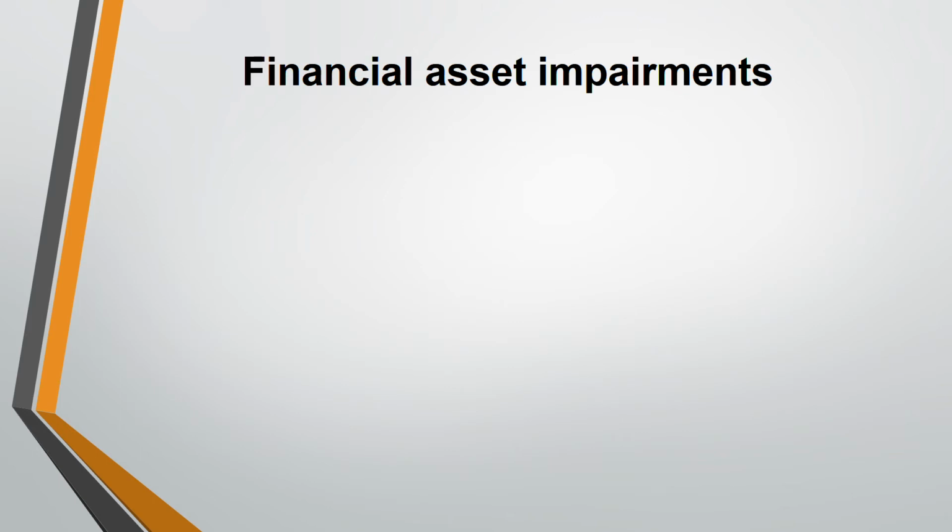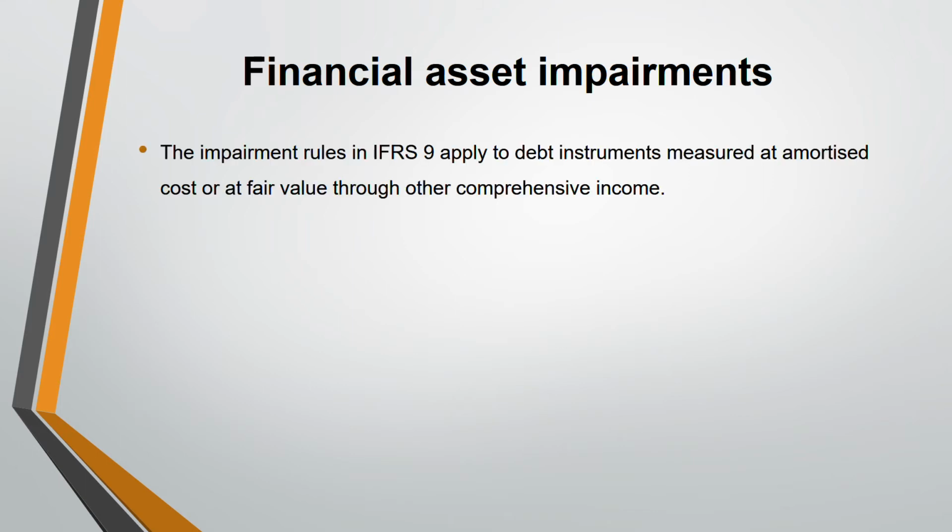Now we are coming to financial asset impairment, like how any asset is impaired, how your assets under IAS 16 or intangible assets are getting impaired. Same way financial assets also are charged to impairment. Okay, so how do you calculate this impairment? This impairment rule applies in IFRS 9 only to debt instruments, remember.